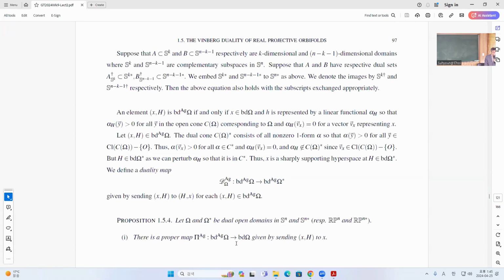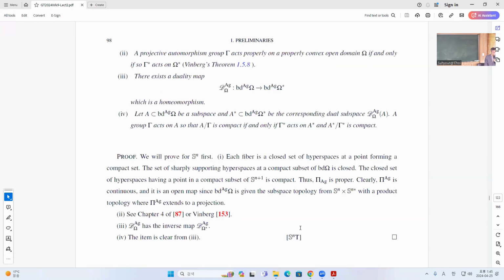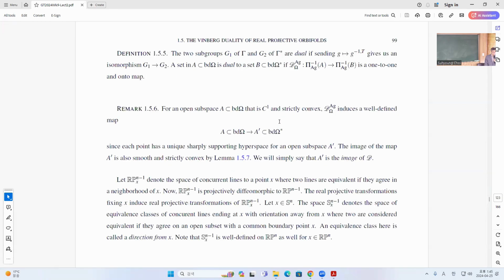So there's this proper map sending xh to x, and if gamma acts properly on the convex domain, then the dual does too, and this is actually a duality map. Here it is a homeomorphism, and then there is the co-compactness here. I don't want to get into that one.